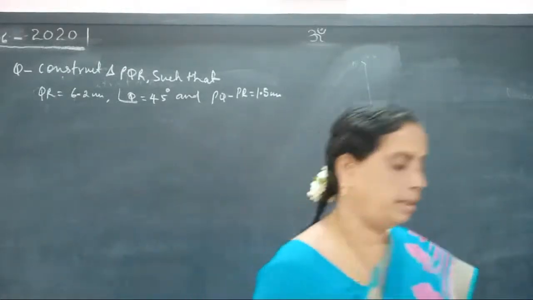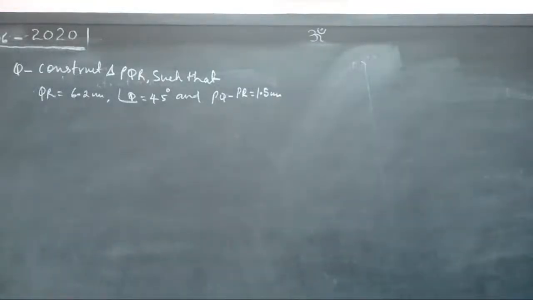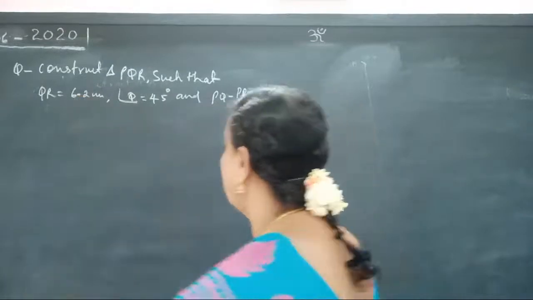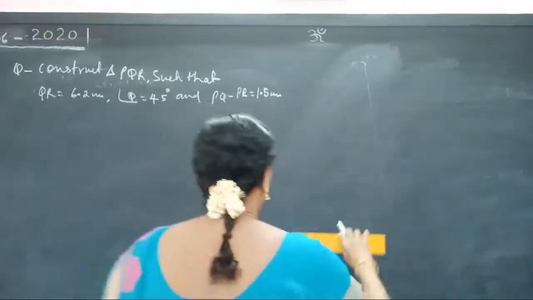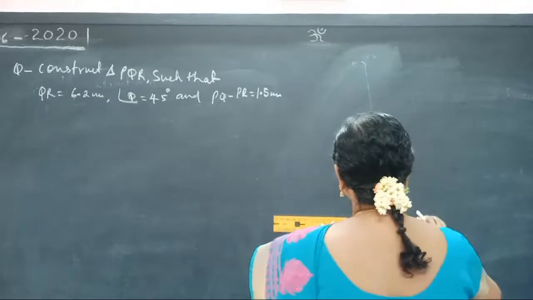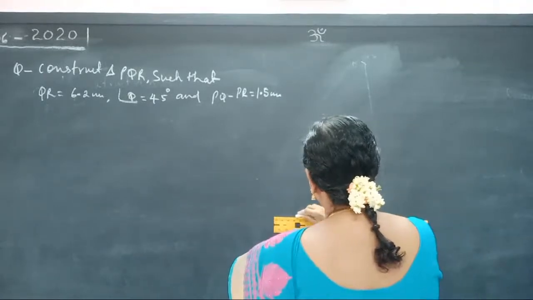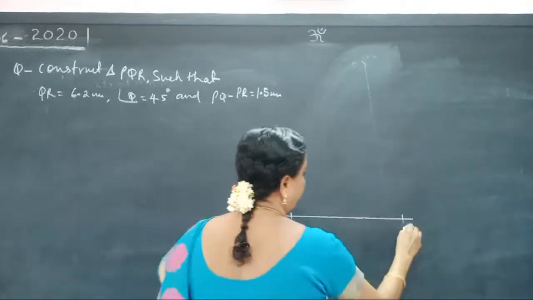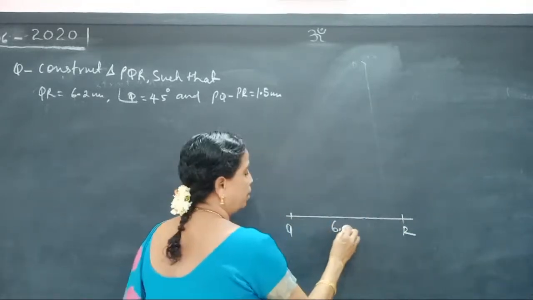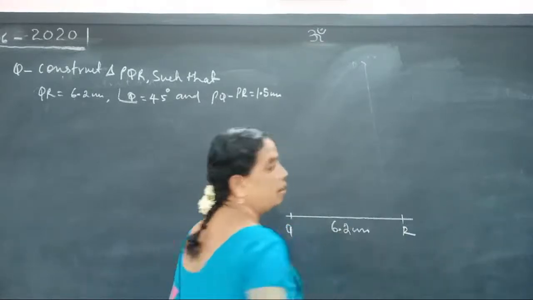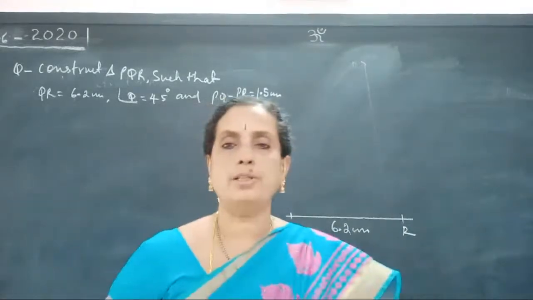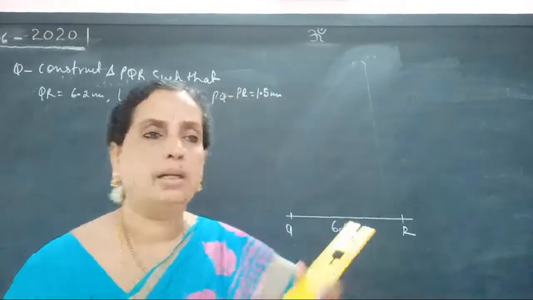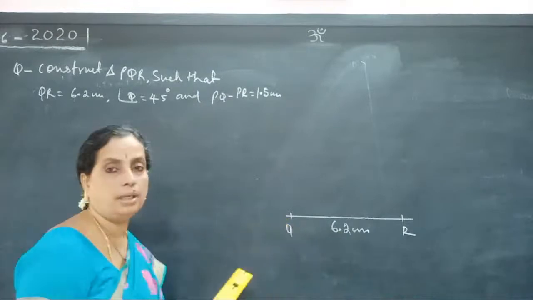What is the first step here? Draw the baseline QR equals 6.2 centimeters. You have to take it exactly here. I am showing the format only because 6.2 is very small, so in your book you have to take the exact scale measurement of 6.2 centimeters.